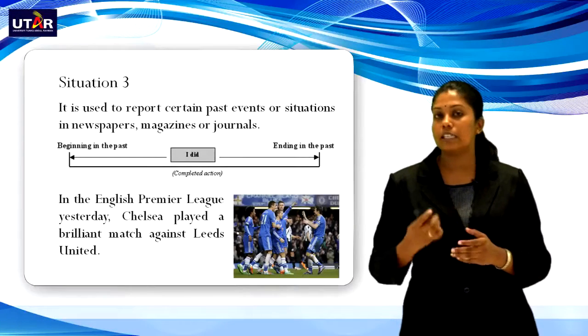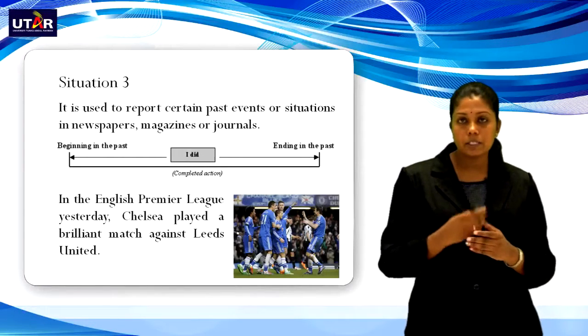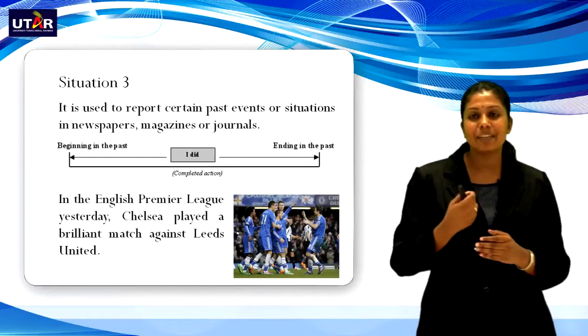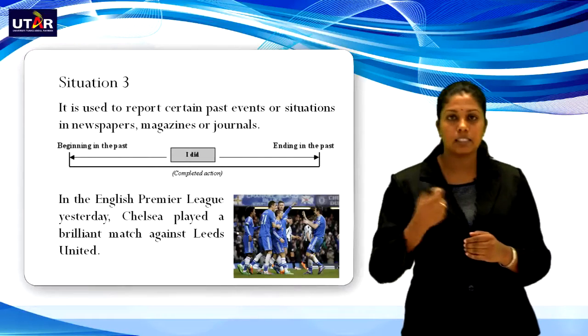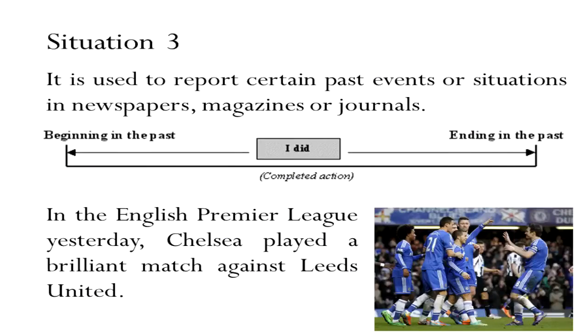Now moving on to situation 3. It is used to report certain past events or situations in newspapers, magazines or journals. In the English Premier League yesterday, Chelsea played a brilliant match against Leeds United. So this is something that happened yesterday and it is reported in the newspaper today. So we use the past simple form. Play becomes played.